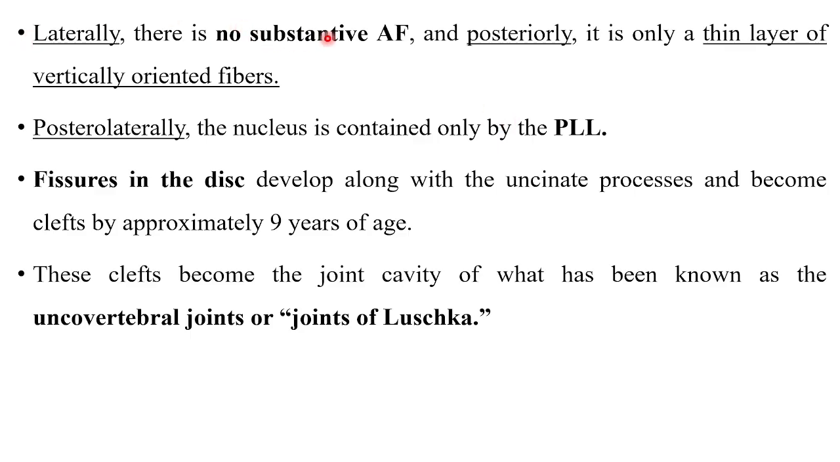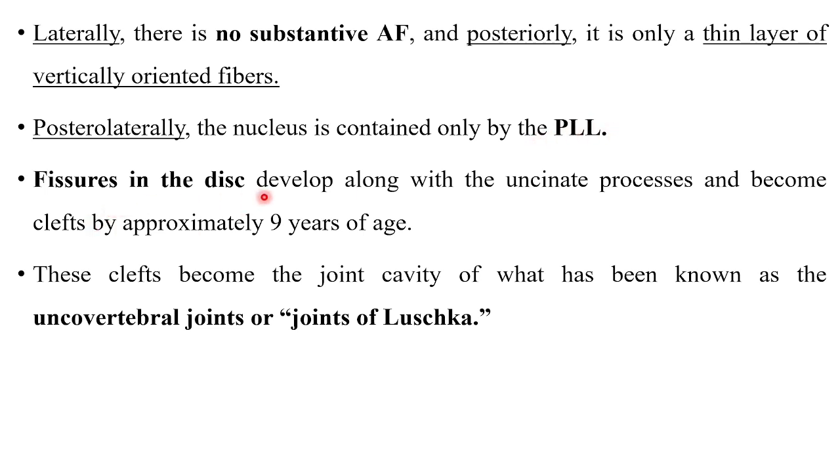Laterally, there is no substantial annulus fibrosus, and posteriorly, it is only a thin layer of vertically oriented fibers. So we already discussed that anteriorly this is thick, laterally there is no substantive annulus fibrosus, and posteriorly there is a thin layer of vertically oriented fibers of the annulus fibrosus. Posterolaterally, the nucleus is contained only by the posterior longitudinal ligaments.